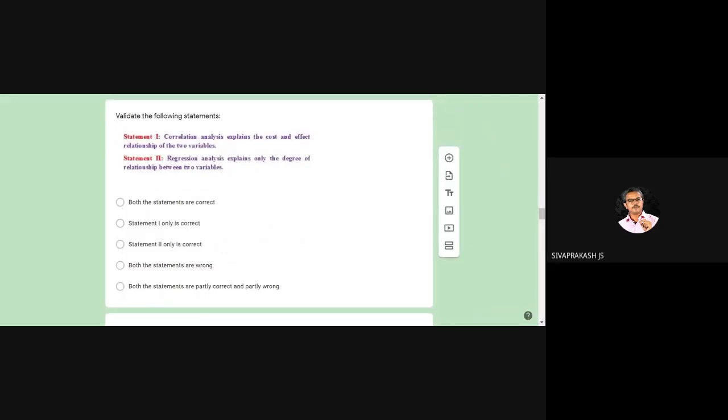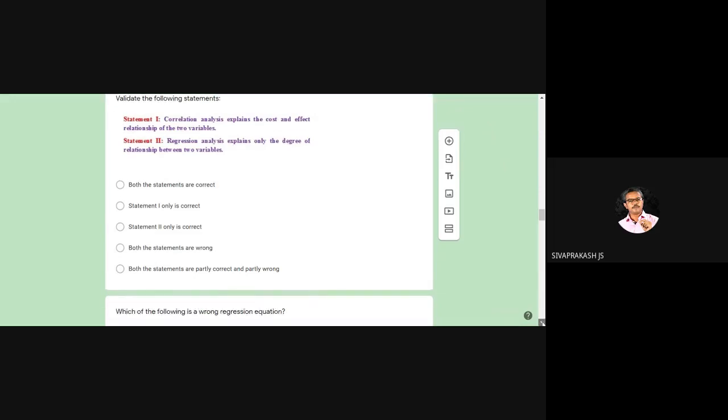Correlation analysis explains the cause and effect relationship of the two variables. Regression analysis explains only the degree of relationship between two variables. They have swapped the definitions. Regression studies the cause and effect relationship, whereas correlation studies the degree of relationship. So the answer is both the statements are wrong.